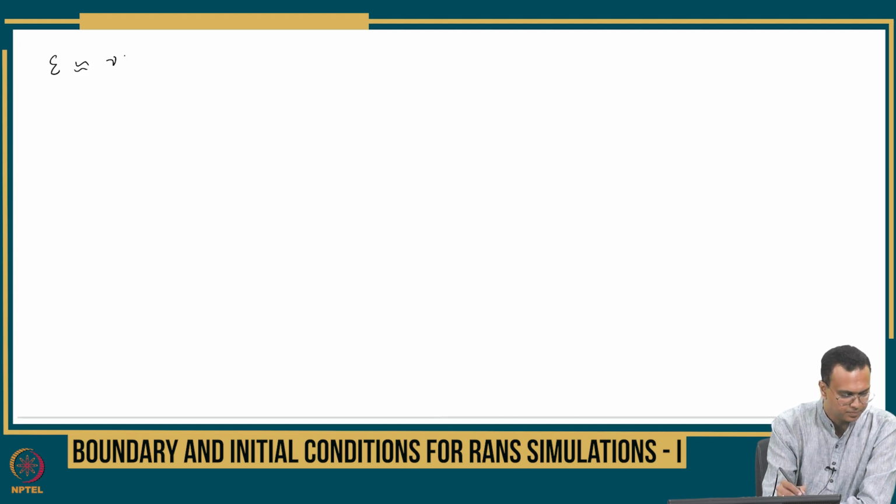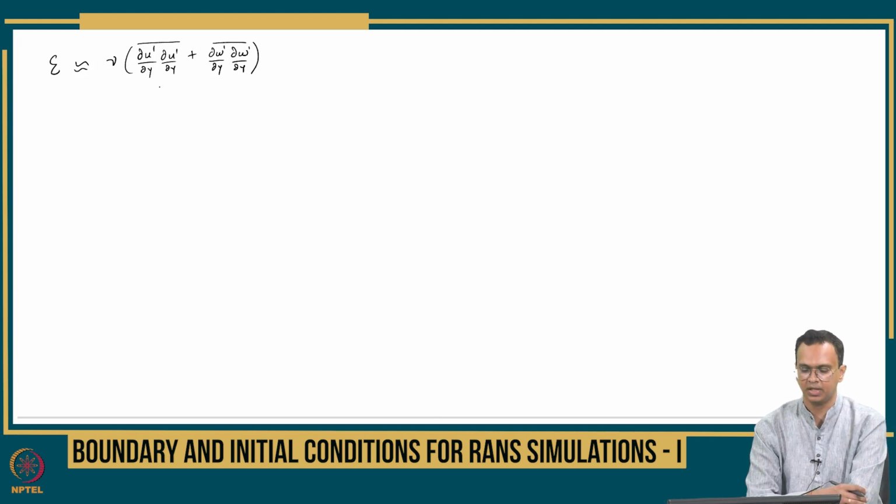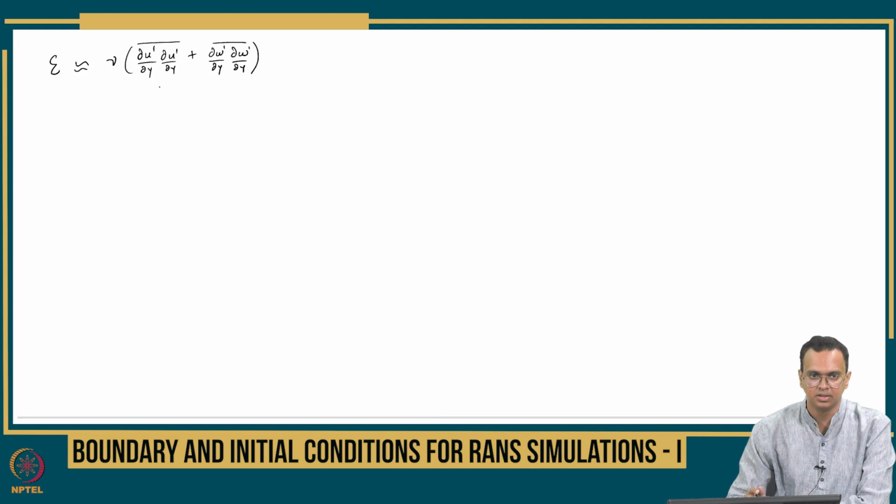nu times (∂u'/∂y)(∂u'/∂y) plus (∂w'/∂y)(∂w'/∂y). So, what is ∂u'/∂y? When we did a Taylor series expansion, ∂u'/∂y we set as some a1, b1, c1, something of that order, right? So, ∂u'/∂y is the a1, ∂w'/∂y is the c1.